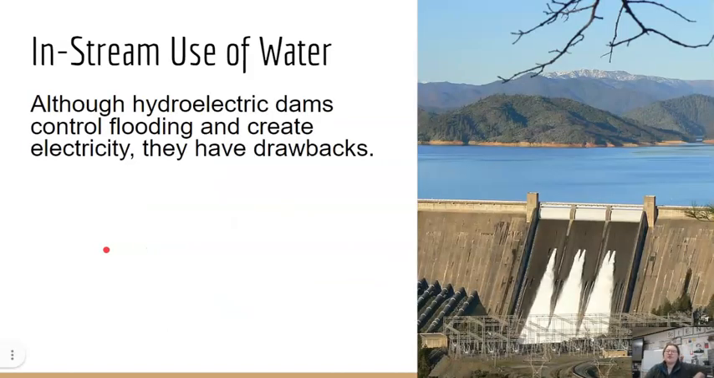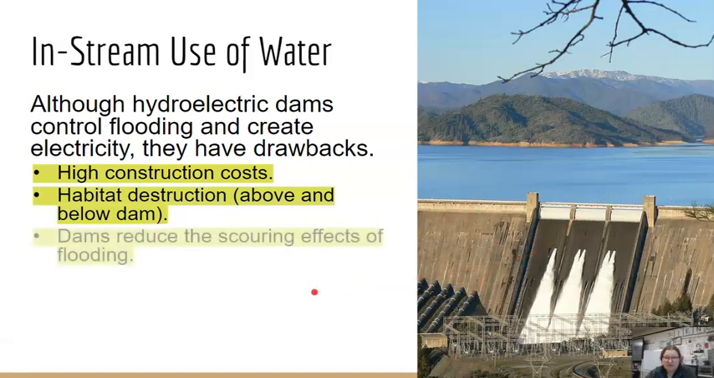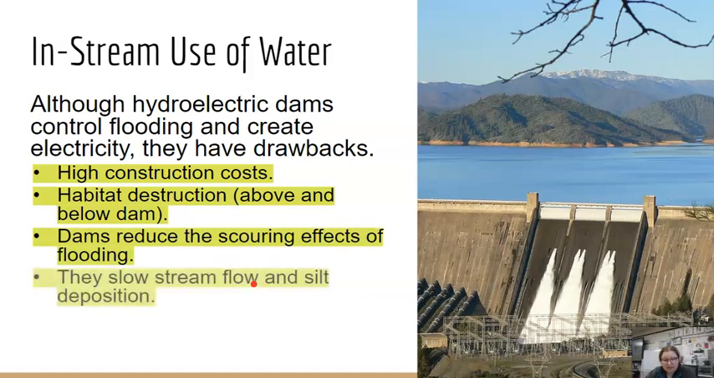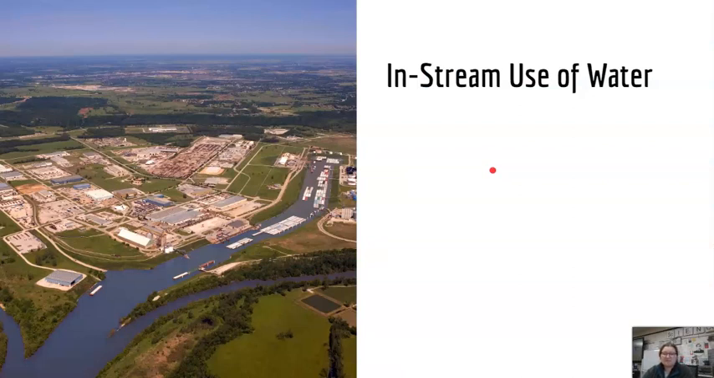So although hydroelectric dams control flooding and create electricity, they do have drawbacks. They are very expensive to build. They destroy the habitats above and below the dams because that's not natural, how we're affecting them. Dams also reduce the scouring effects of flooding. And they slow stream flow and silt deposition, meaning behind that dam we have a lot of silt building up that eventually will be too much. And then the impounded water up here has an elevated evaporation rate because it's standing more still than it would if it was flowing as it naturally would, which just means we're losing some of it.